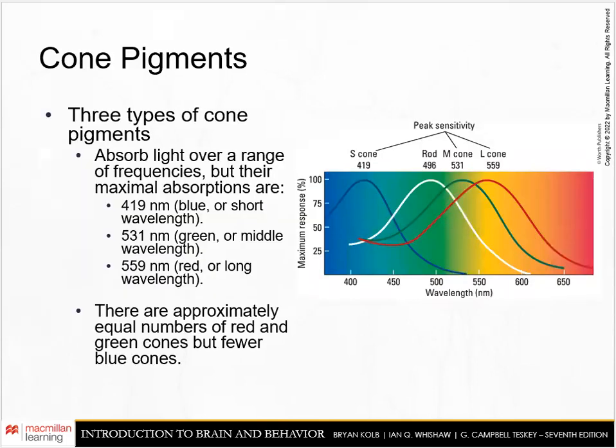We talked about this now a little bit, but let's go over it again. There are the three types of cone pigments. These absorb light over a range of frequencies, but we can also see the maximal absorptions that are here. So it's 419 nanometers for blue, a shorter wavelength, 531 for the green, these are the middle wavelengths, and then 559 nanometers for the rather long wavelengths, relatively, on the peak sensitivity of each of those. And notably, there are approximately equal numbers of red and green cones, but fewer blue cones, interestingly enough.